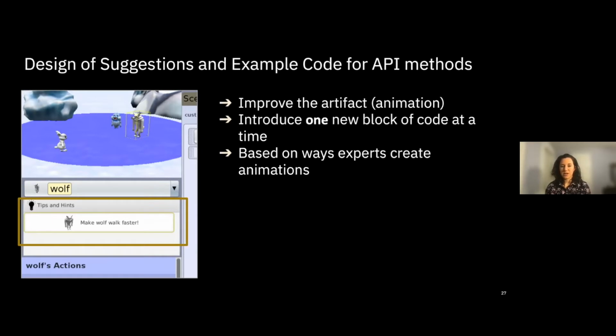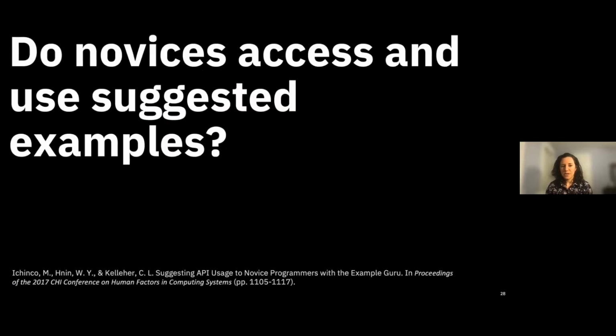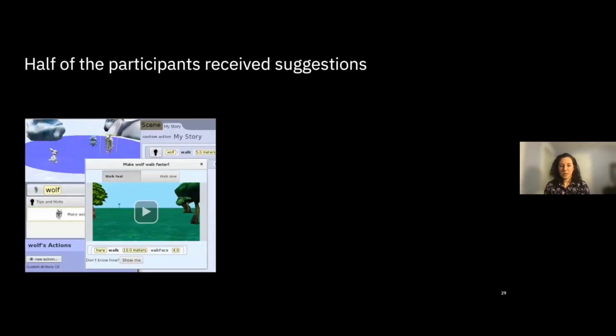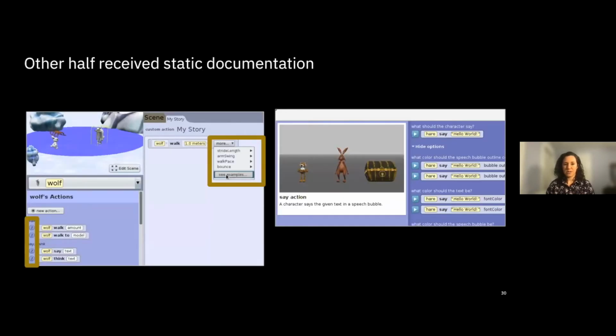Does it actually improve their code, which was really our goal? So do novices access and use our suggested examples? To understand this, we ran a study where half of our participants received our suggestions, and half of the participants received static documentation. The static documentation was always available. It's just a static set of examples.